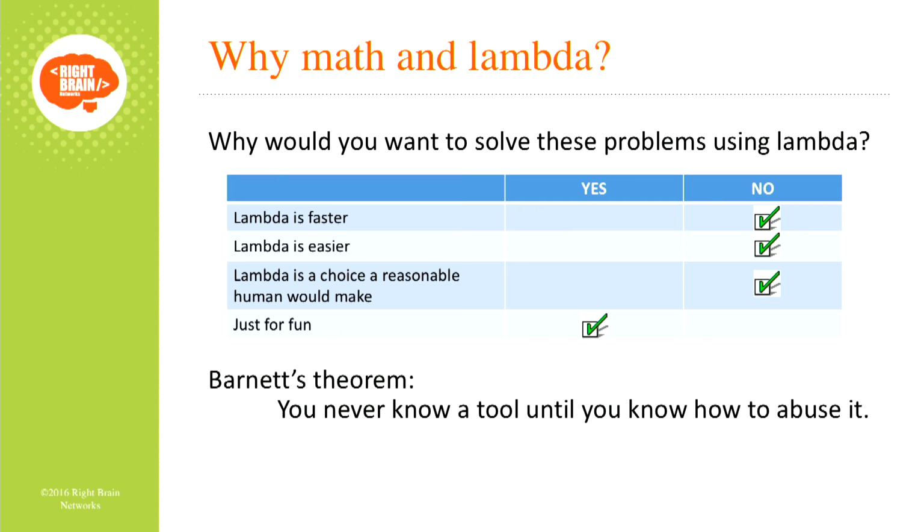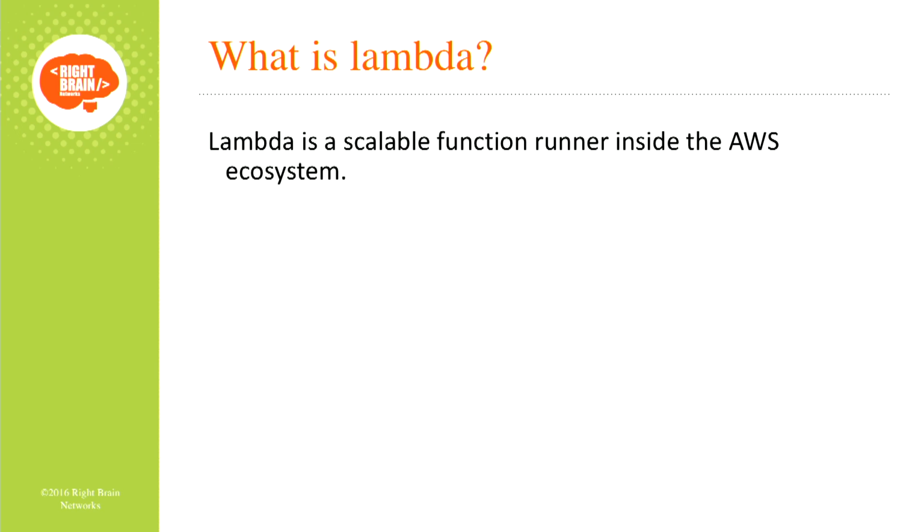Lambda being my tool. What is Lambda? Talked about it a little. Lambda is a function runner within the AWS ecosystem. You define a function, you define how it's going to get called, you define the data that's going to come in, and then there's some sort of event-driven trigger that will launch your Lambda function, and you can get your output back out.